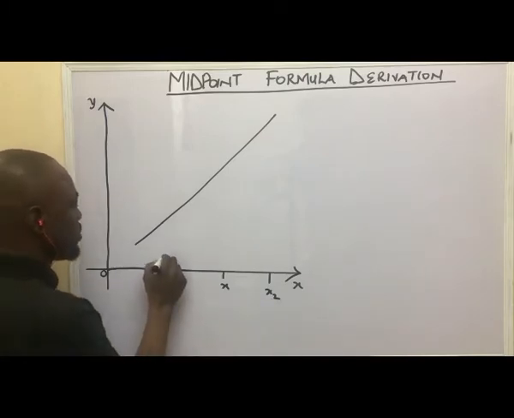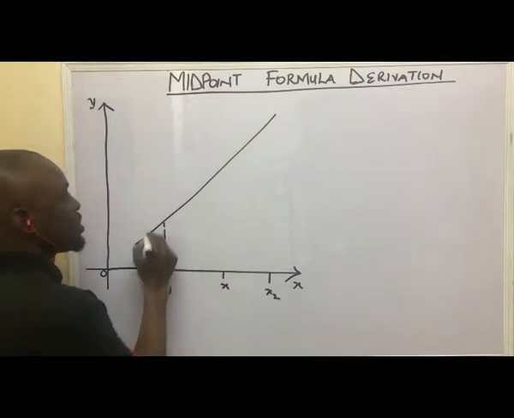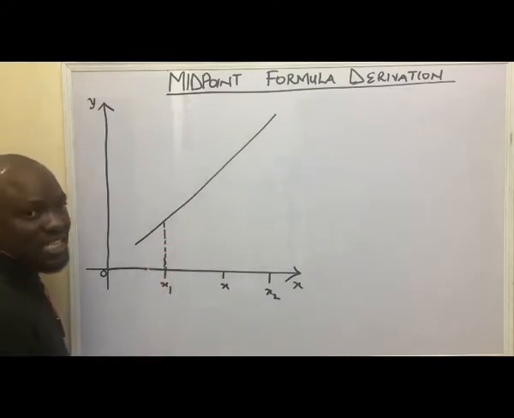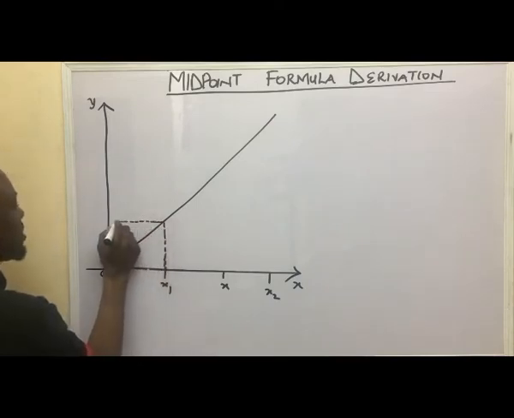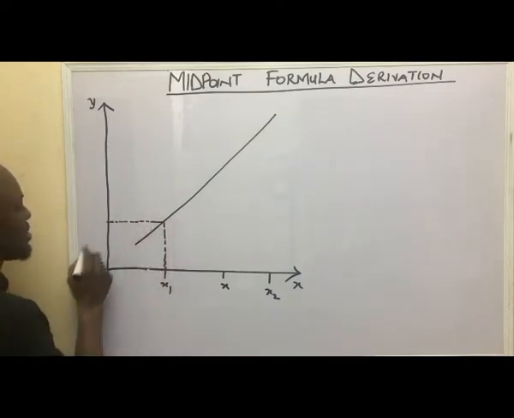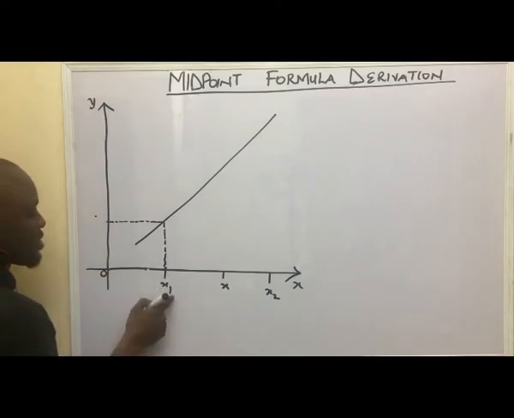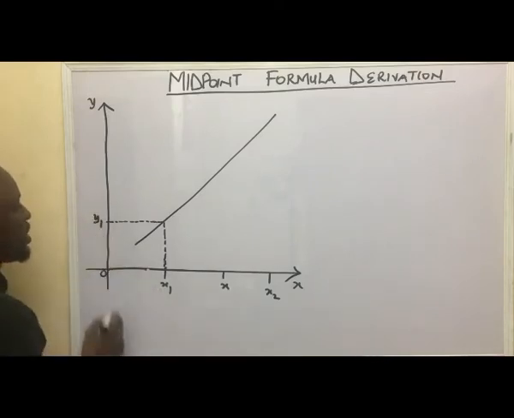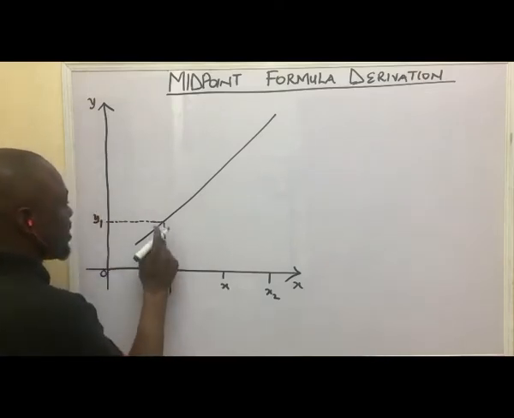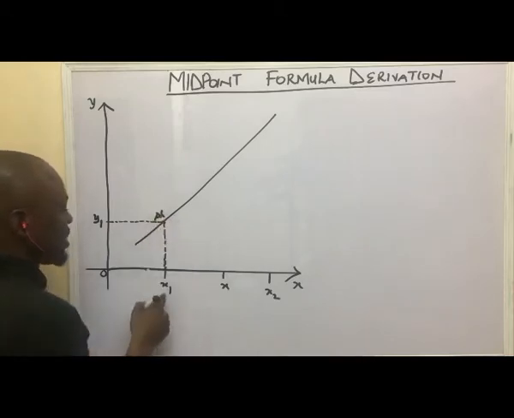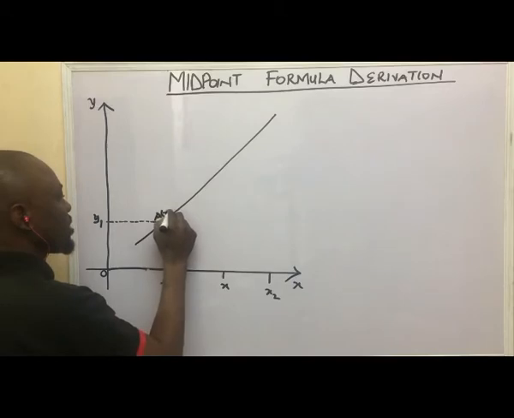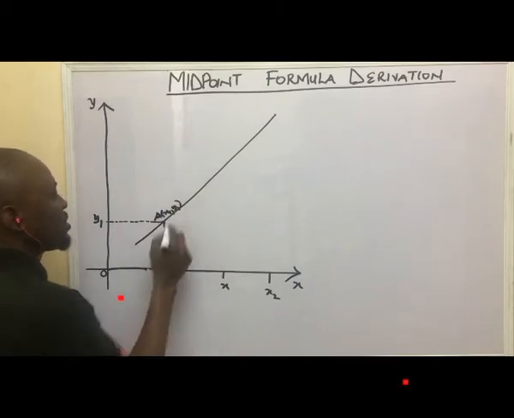Now, if I project this to this line, I have a line segment, and then I'll project it to the y-axis. Then this is x of 1, so I'm going to have y of 1 here. So this point now is a meeting point for x of 1 and y of 1, so I'm going to write x of 1 comma y of 1.